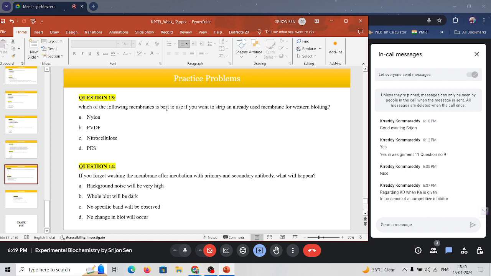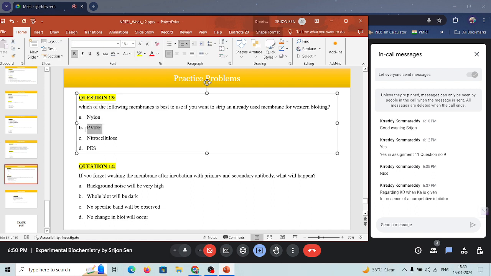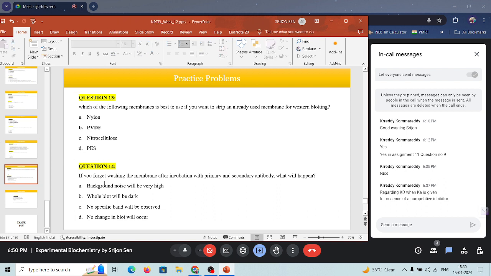Which of the following membranes is best to use if you want to strip an already used membrane for Western blotting? It is a PVDF membrane. Right, fantastic. It's the PVDF membrane that you use if you want to reuse the membrane. If you have used it for Western blotting and now you want to reuse it, you can use the PVDF.